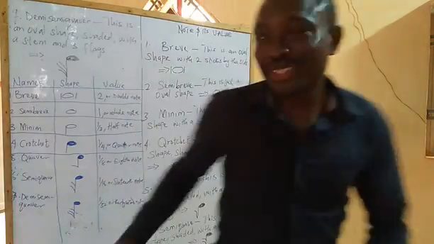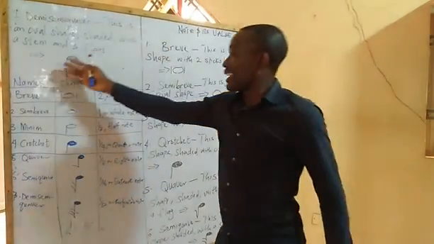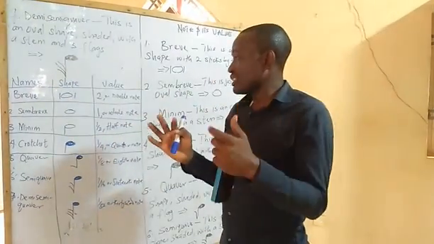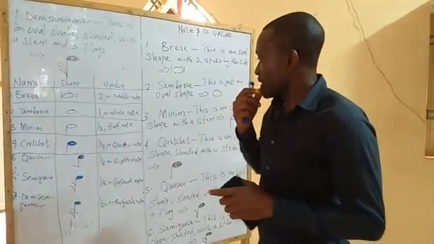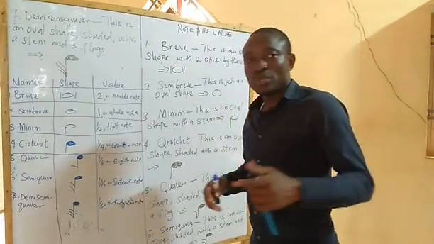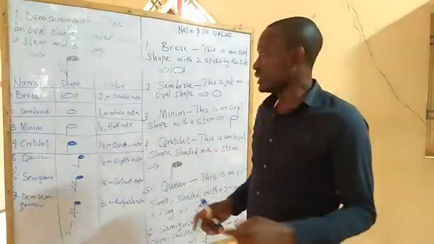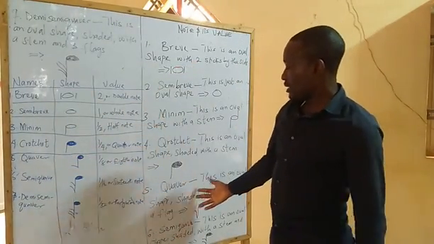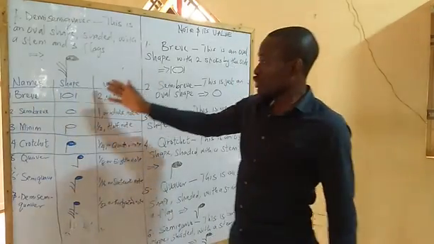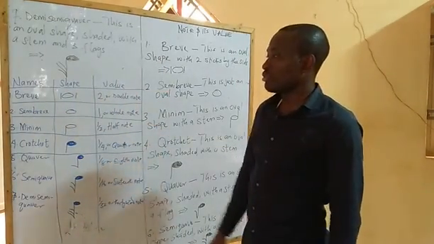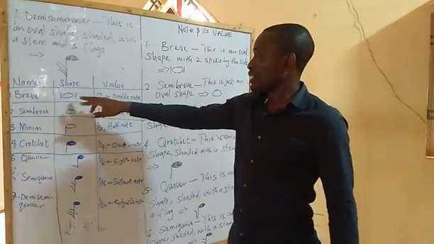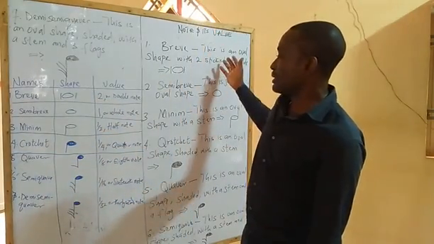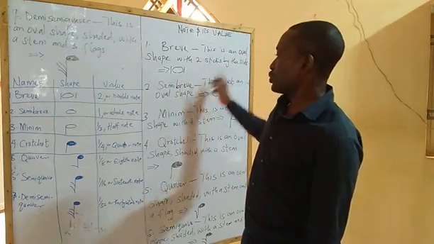So welcome back, please. I do this so that we can reduce the space we use for downloading. Look at the names of everything I wrote here: the name, the shape, and the value. Number 1, breve. That's the shape. I've told you the definition here. How do you define it? It's an oval shape with two sticks by the side.